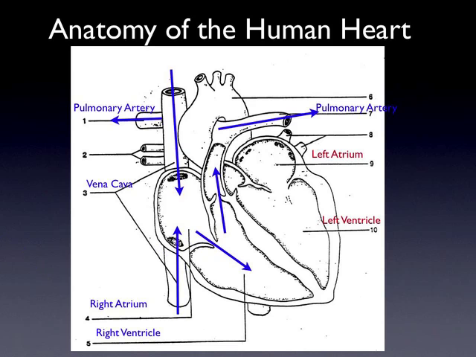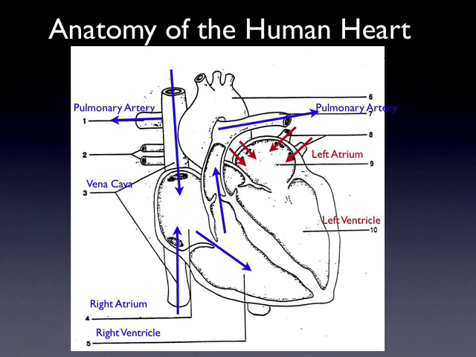Does anybody know why it branches off into two separate vessels? Because they go to each lung. Yes, this goes to the left lung, this goes to the right lung. So it carries that deoxygenated blood to the lungs. Then that blood comes back into the heart.